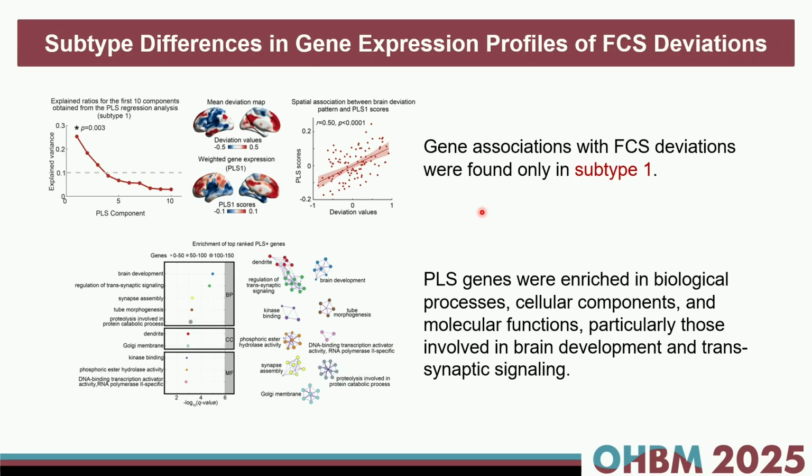Based on the gene expression data from Allen Human Brain Atlas, we found the gene associations with FCS deviations were found only in subtype 1, and the PRS genes were enriched in biological processes, cellular components, and molecular functions, particularly those involved in brain development and transsynaptic signaling.